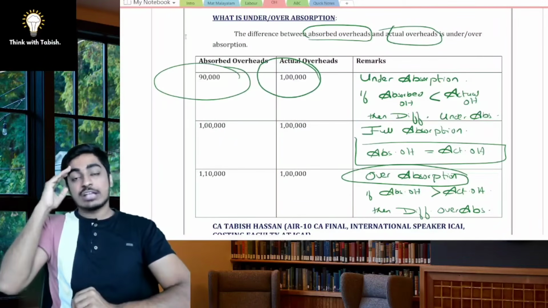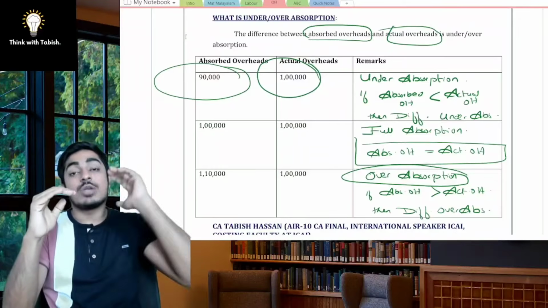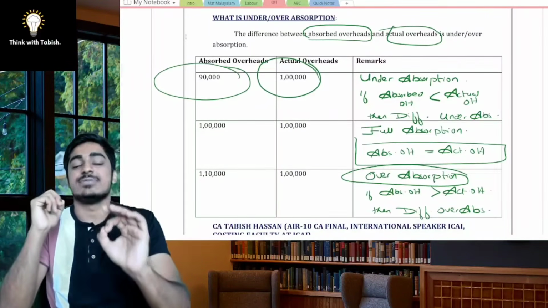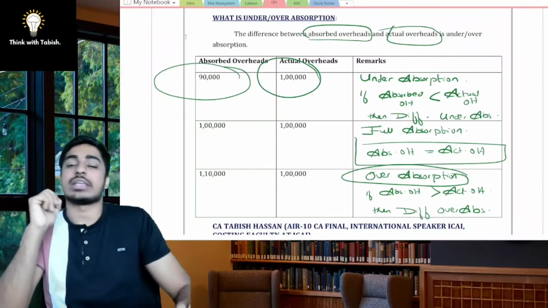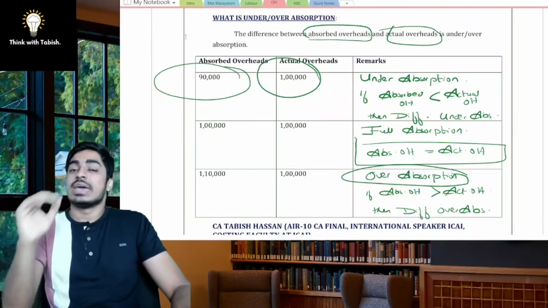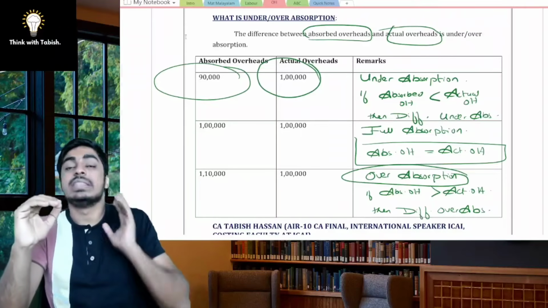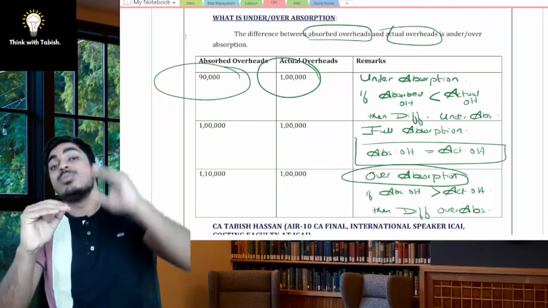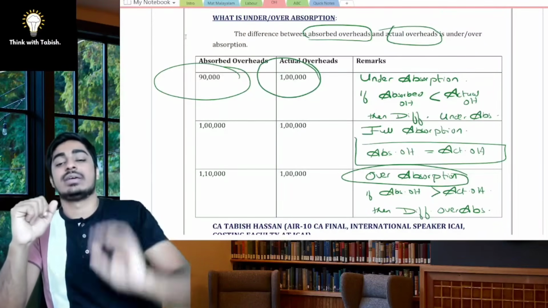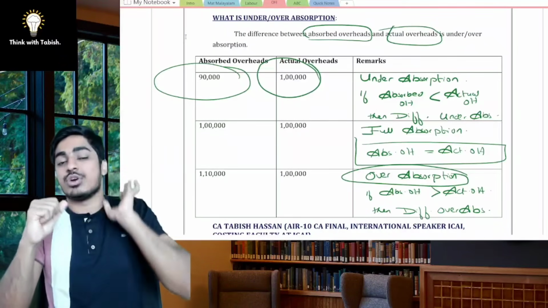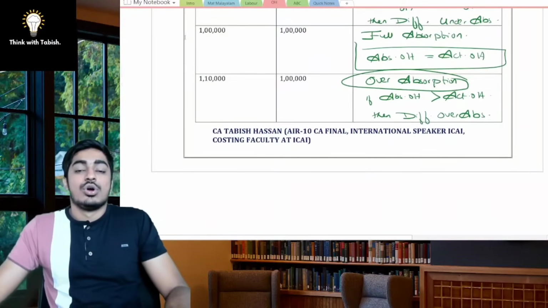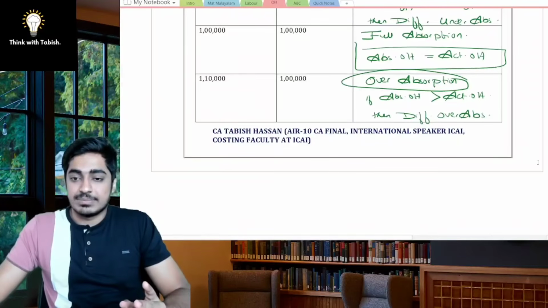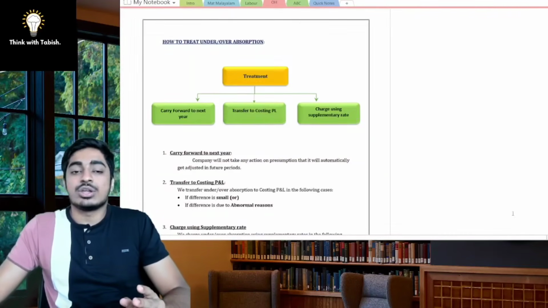Second scenario, actual overhead is 1 lakh. Absorbed is also 1 lakh. Both are equal. So it is full absorption. That is where absorbed overhead is equal to actual overhead. Third scenario, actual overhead is 1 lakh, but the amount I've absorbed is 1.2 lakh. I have absorbed more than what is required. It is a case of over absorption. So what is under absorption, what is full absorption, what is over absorption, that is also done. Now we have known what under or over absorption is.